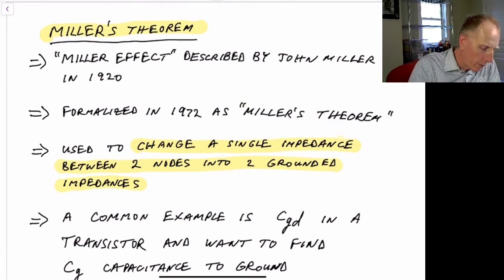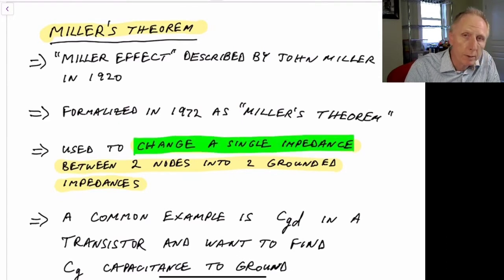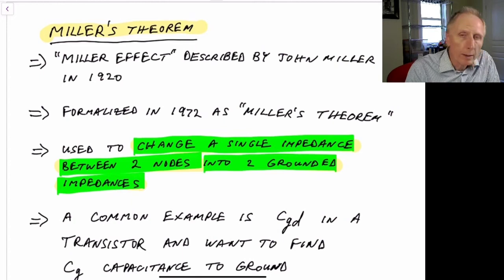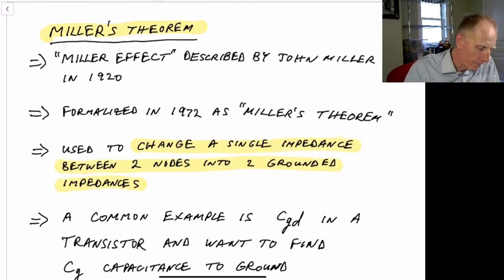As I mentioned, the main purpose of Miller's theorem is to change a single impedance, which happens to be connected between two nodes in a circuit, into two grounded impedances, so that you can analyze the circuit a little easier and make some approximations for it.